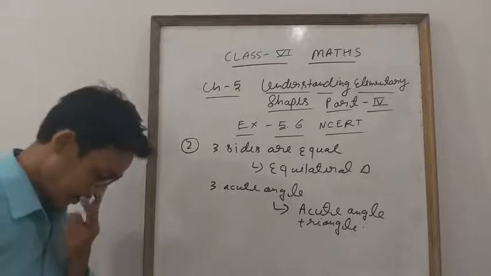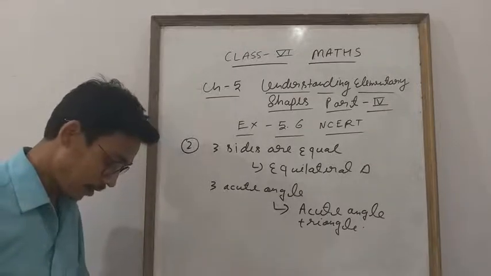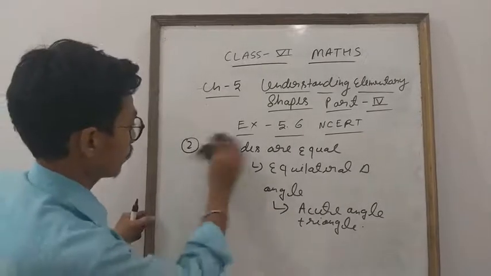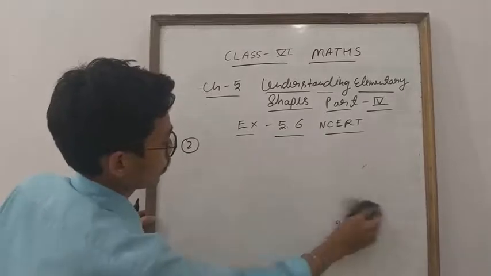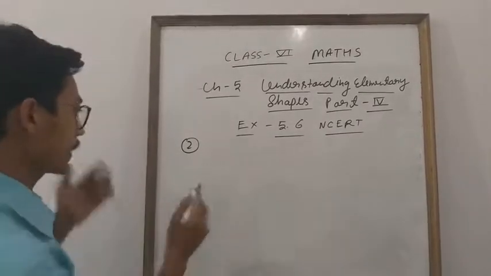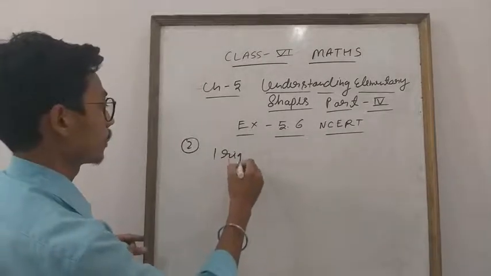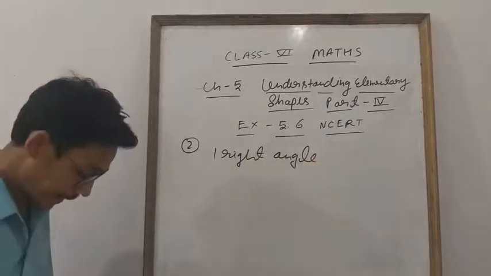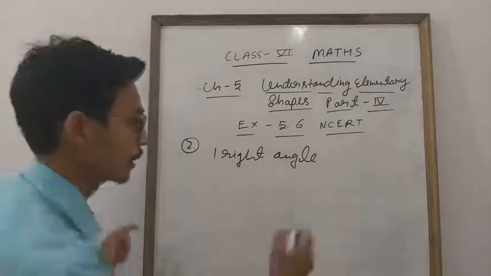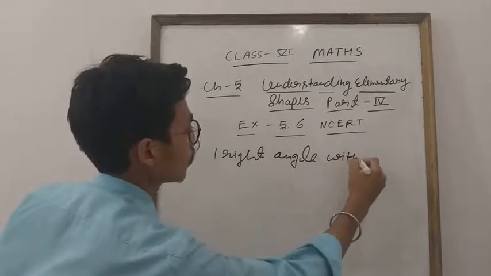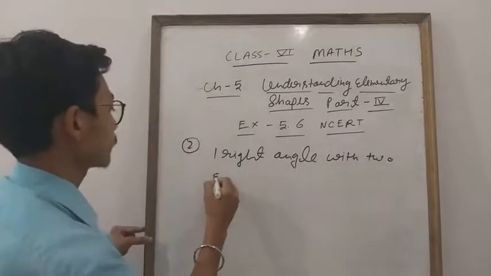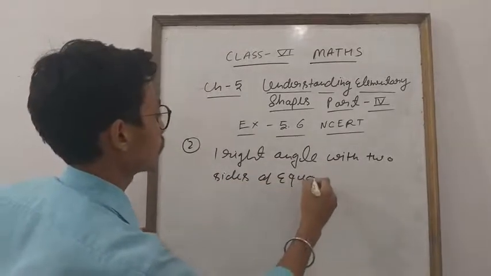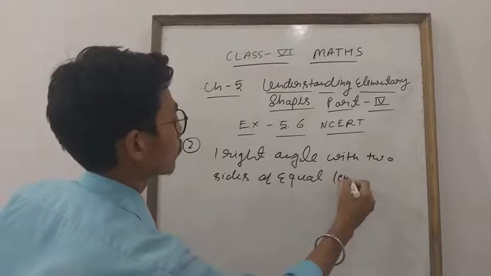Okay? Let's go. Achha, it is given: one right angle with two sides of equal length. See, it is given, one minute. Very good question. It is given, see, one right angle with two sides of equal length. Okay, everyone.